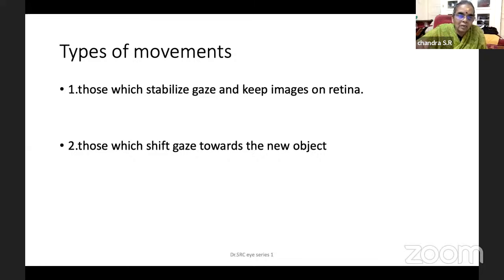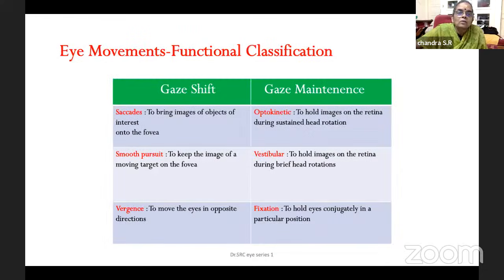So those which stabilize gaze on the fovea and those which shift gaze towards a new object. These are the movements which are generated for carrying out this purpose. So what are the gaze shift movements and what are the gaze maintenance movements? Gaze shift movements are saccades, smooth pursuit, and vergence. So what is a saccade? It's a very fast movement. This brings the image of the object of interest into the fovea quickly.